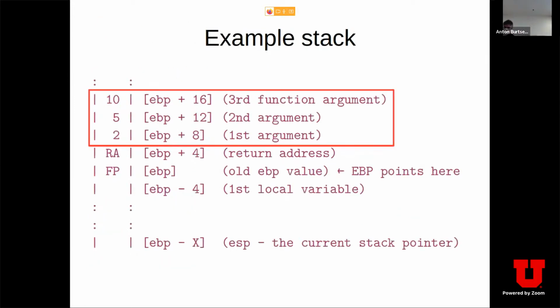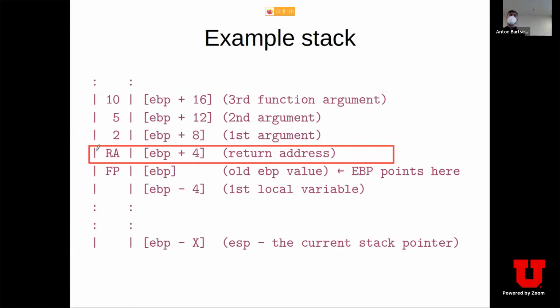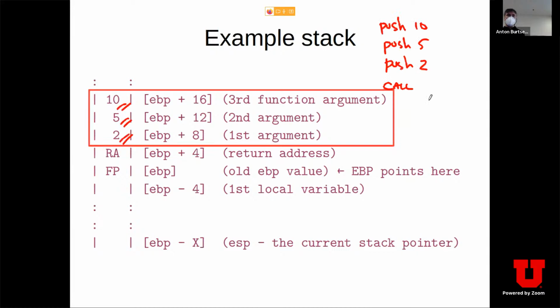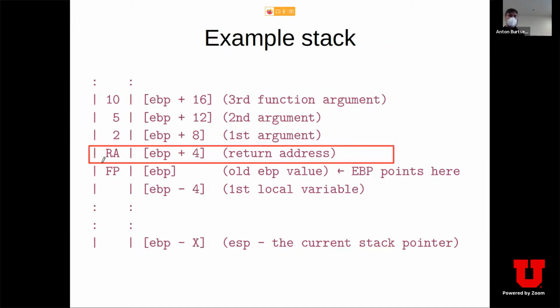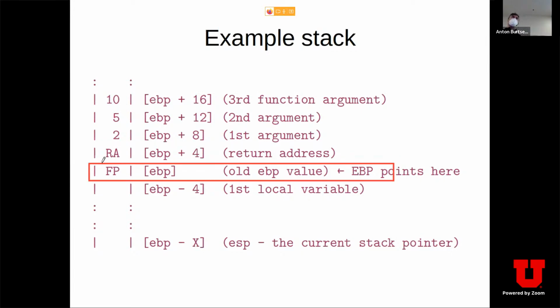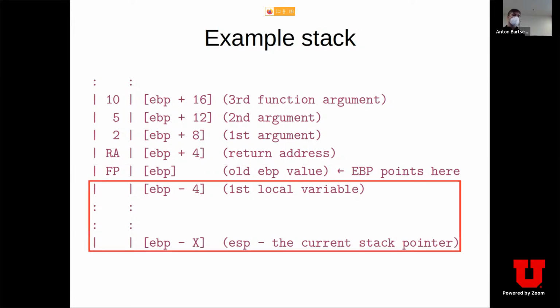And then if you are inside the function, this is how your stack will look. Remember, we pushed 10 on a stack, we then pushed 5, we then pushed 2, then we did the call, right? The call instruction places the return address on the stack, so this return address will go on a stack here. Then, since we maintain the frame pointer, we push the old value of the EBP on a stack. And then if we allocate local variables, they will be down the stack, right? So essentially, this is address 0. This is how the stack was growing.